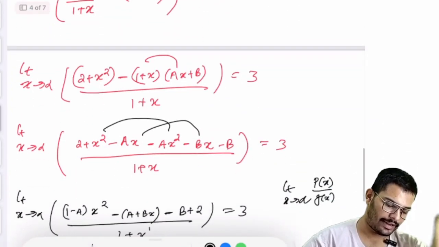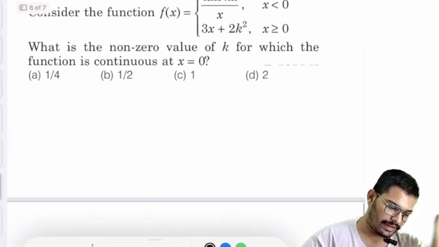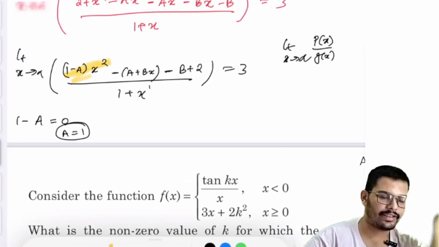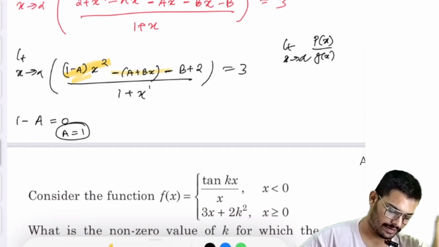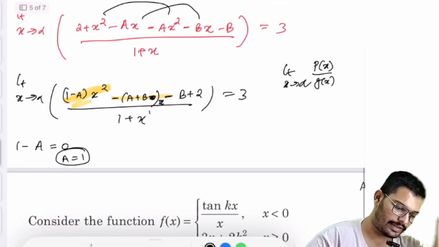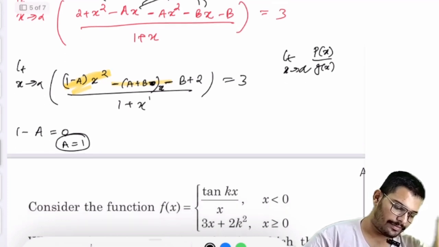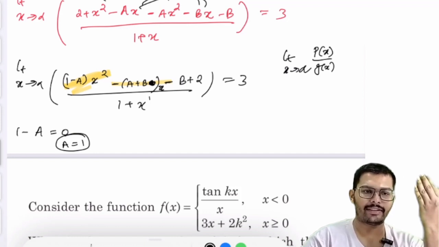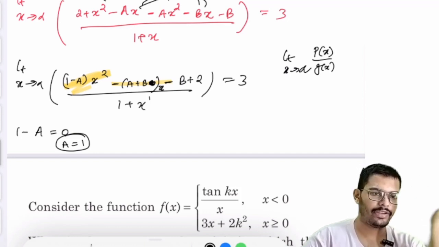Now we need to find the value of b. Now this part is gone. Now the degree is the same. First degree, here you should write it like this, taking the x outside as common. If the degree of the numerator and denominator is the same, the limit value will be the ratio of the quotients.